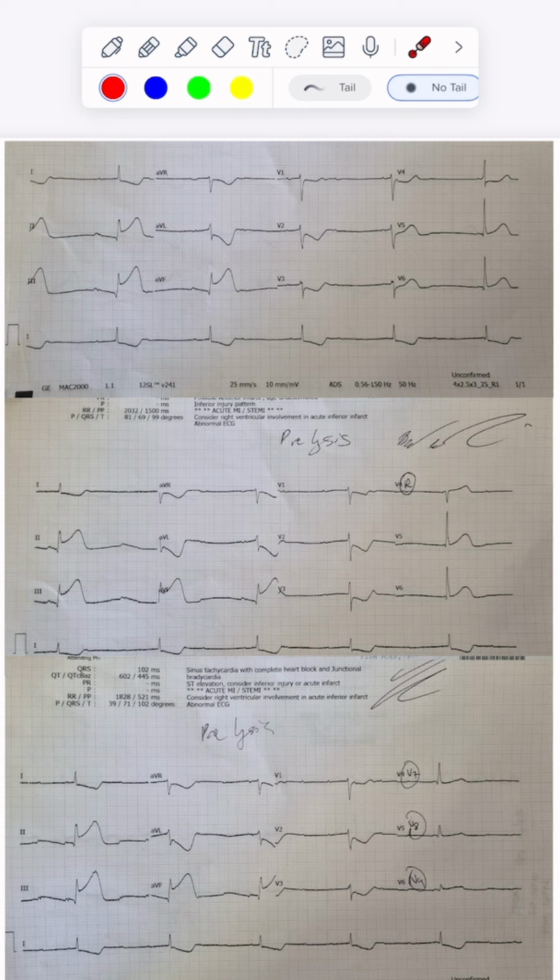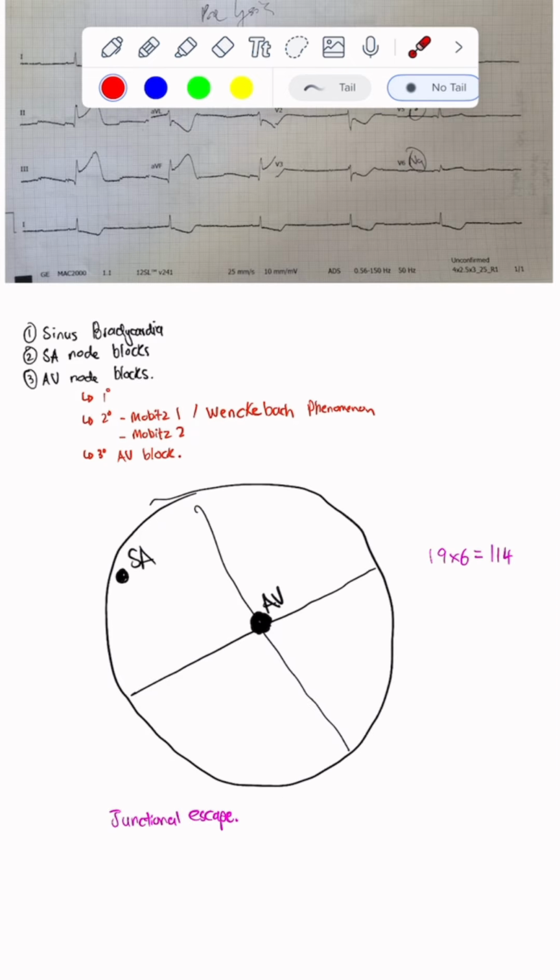So typically when we talk about bradycardias, we need to think about sinus bradycardia, AV node blocks, and SA node blocks. And with our AV node blocks, we talk about first degree, second degree Mobitz 1, second degree Mobitz 2, and our third degree AV blocks. We'll have a quick recap of the AV blocks.